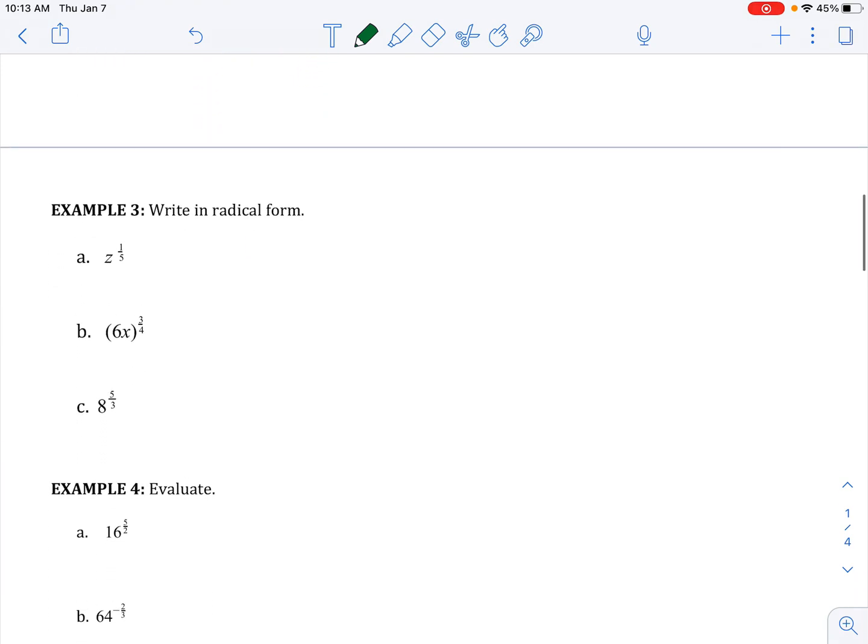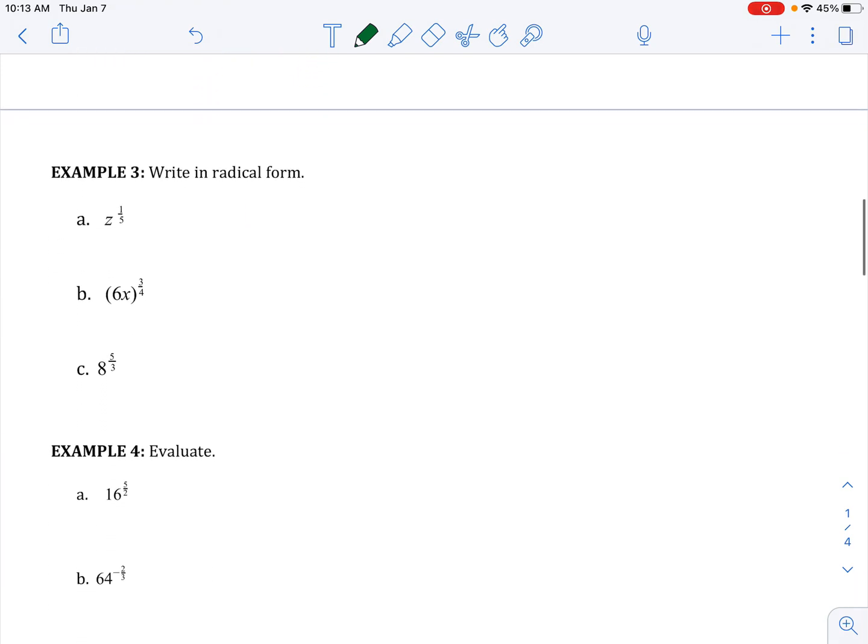Okay, to put it in radical form, again, remember we think the numerator is the exponent. The denominator is the radical. So we're going to write it in radical form. Z goes inside, it's our base. 1 is our exponent. 5 is our radical. 6x goes inside. 3 is our exponent. 4 is our radical.